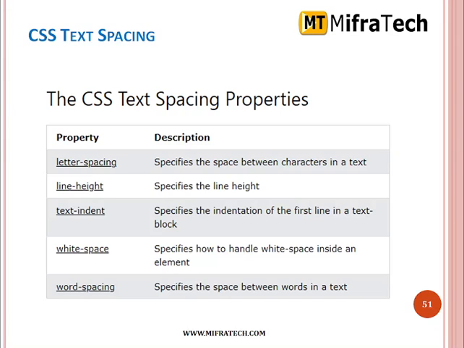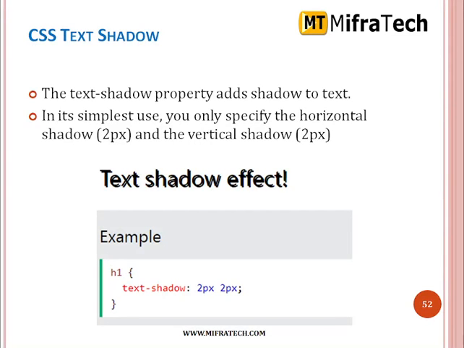Line-height specifies the line height. Text-indent specifies the indentation of the first line in a text block. White-space specifies how to handle white space inside an element. Word-spacing specifies the space between the words in a text. Text shadow, the shadow effect.